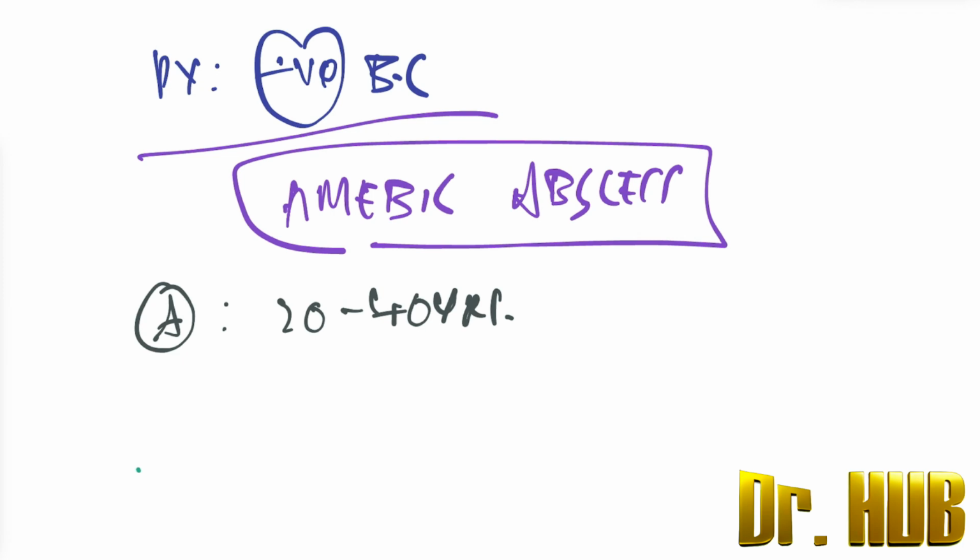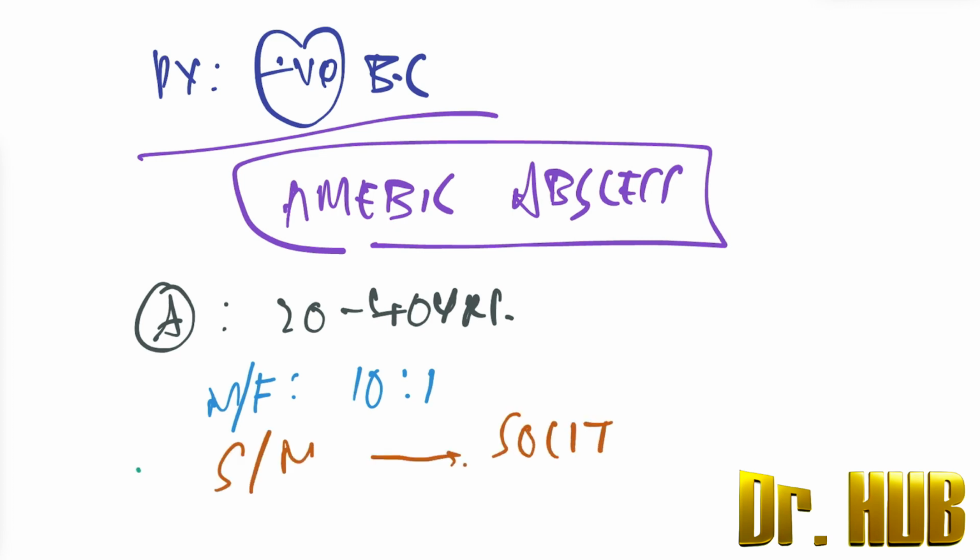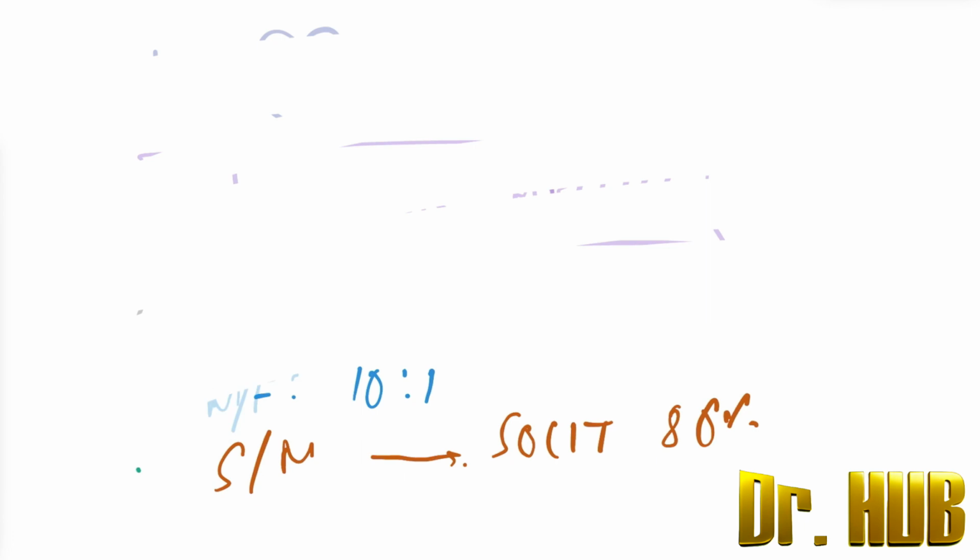Then comes the male to female ratio, which is 10 to 1. Now, is it solitary or multiple? It is solitary, and this is about 80%, whereas in pyogenic, it was solitary 50%. Next, what about the location? The location is the right lobe.